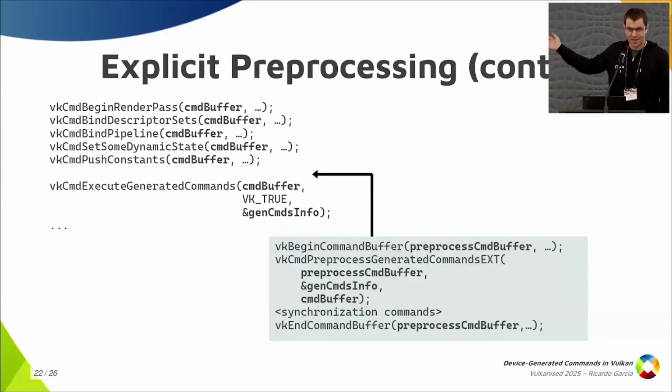I just wanted to get this slide out to tell you that if you're going to use explicit preprocessing, this is the ergonomic way of using it, and how we thought about using the preprocessing step. You take your main command buffer and you record all the state first. And just before calling execute generated commands, the regular command buffer contains all the state that you want and the preprocess needs. So you stop there for a moment. Then you prepare your separate preprocessing command buffer, passing the main one as an argument to the preprocess call. And then you continue recording commands in your regular command buffer. That's the ergonomic way of using it.